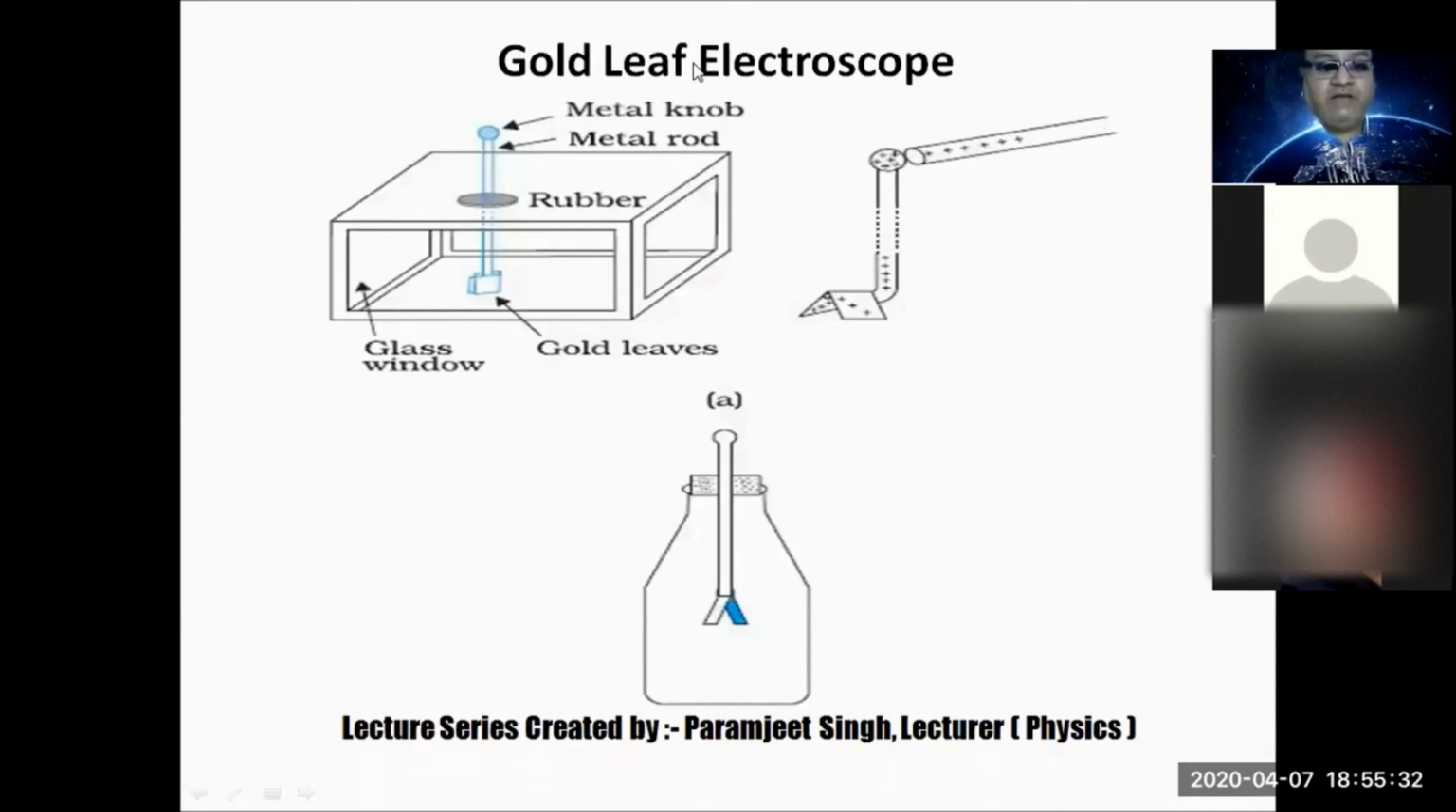Normally, in labs we have an electroscope having gold leaf. Leaf means patte, do patte. These are leaves. You can make it. Now what will happen? We will see later.